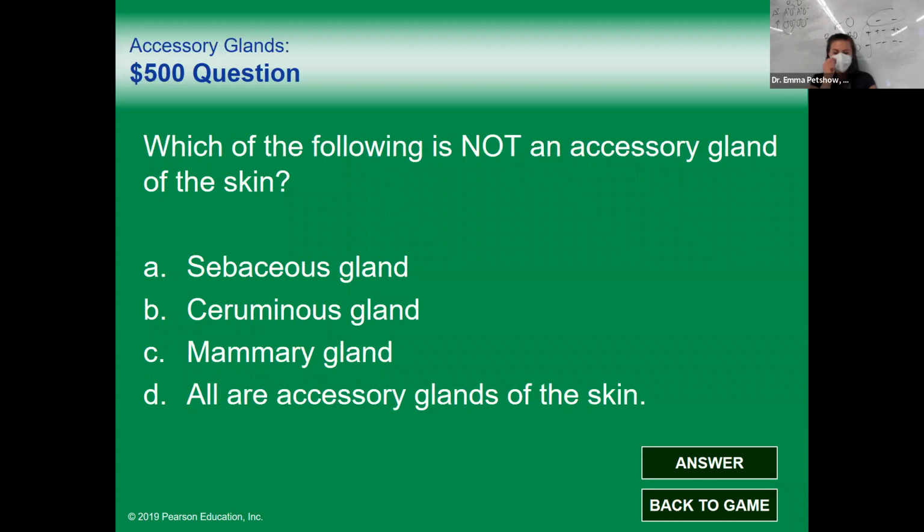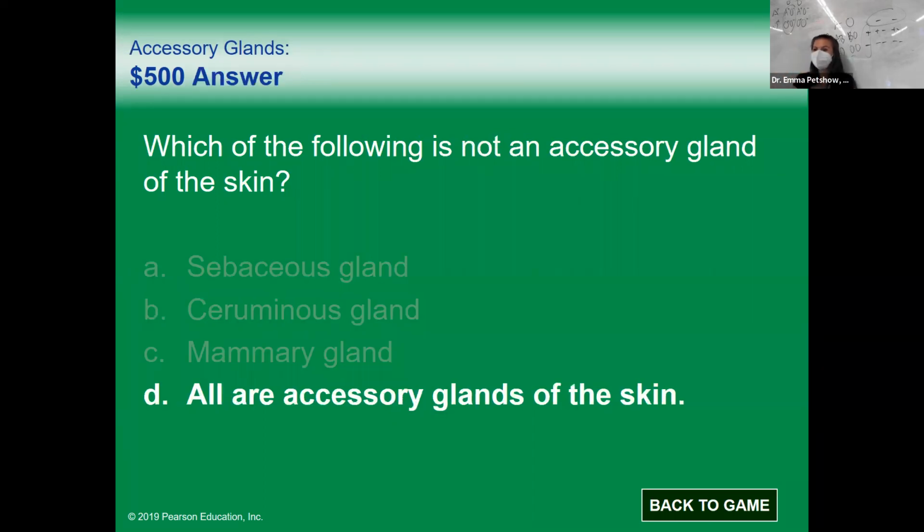Accessory 5. Which of the following is not an accessory gland of the skin? Sebaceous, ceruminous, mammary, or all of the above? Are sebaceous and ceruminous glands glands of the skin? Yes. So then if they are, are mammary glands glands of the skin? They are. So they all are. Mammary glands are a type of skin gland, specialized to secrete milk.